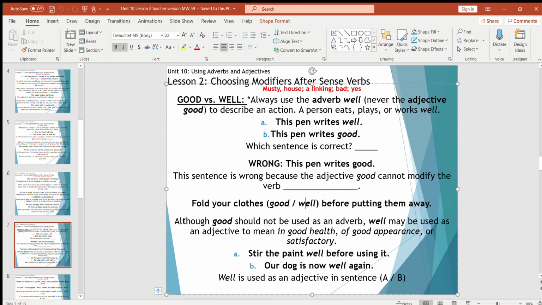Now, although good should not ever be used as an adverb, well can sometimes be used as an adjective, but only when it means in good health, of good appearance, or satisfactory, okay? So good can only be an adjective, but well could be both. It just depends on its usage. So if we have stir the paint well before using it versus our dog is now well again, well is being used as an adjective in which sentence? B, right? Because what is well? Our dog. You can say our dog is now healthy again. Healthy would make sense as describing the dog, so it's the same thing.